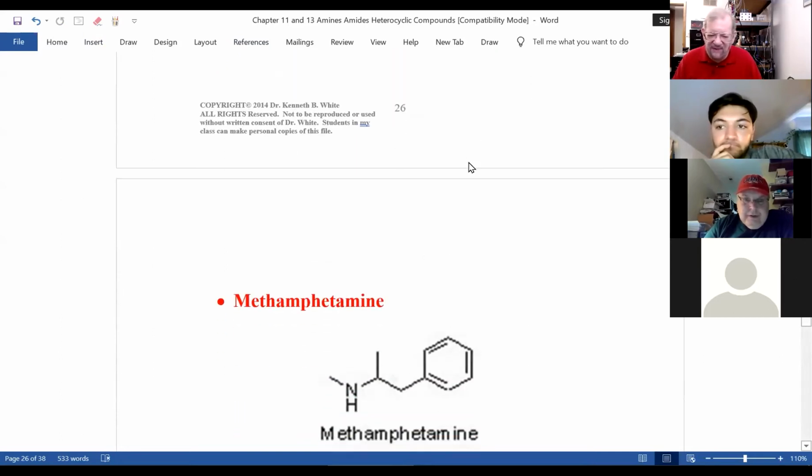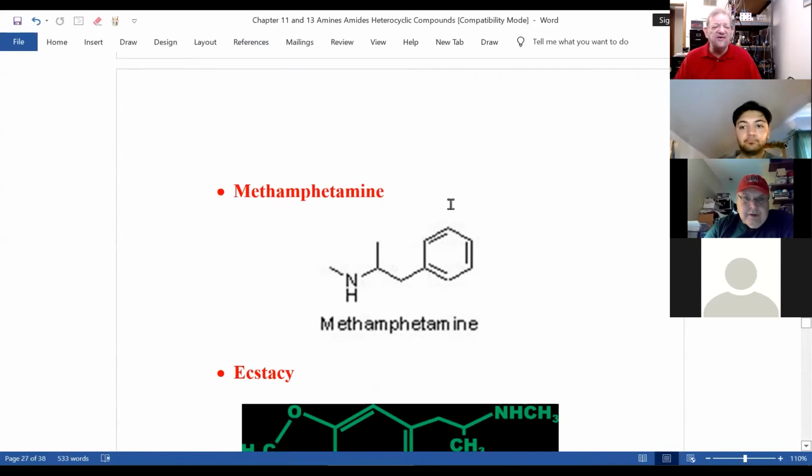Now, nitrogen compounds are found, and this is a very important compound that has caused a lot of problems in our society, called methamphetamine. It's a small molecule, got a nitrogen here, methyl here, carbons, the secondary amine, got a benzene ring, and this is a very addictive compound. Less than a year after it hit the streets and was becoming a social problem, people were dying from overdosing, and other problems.